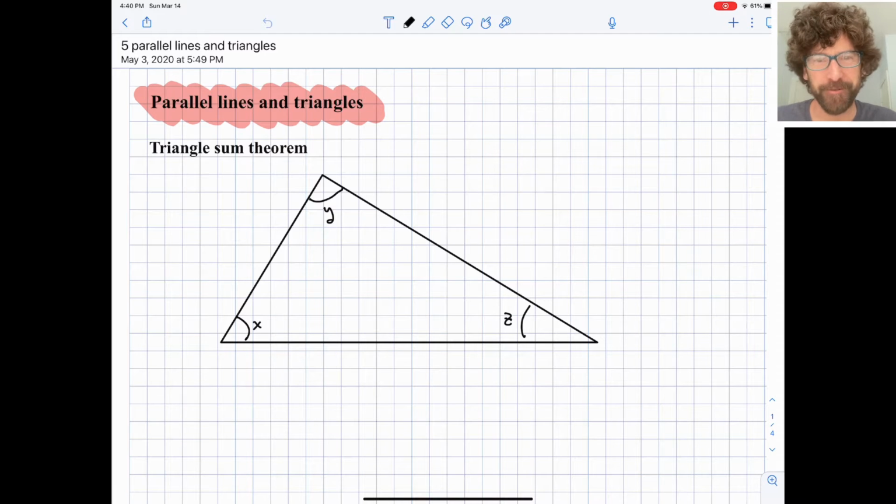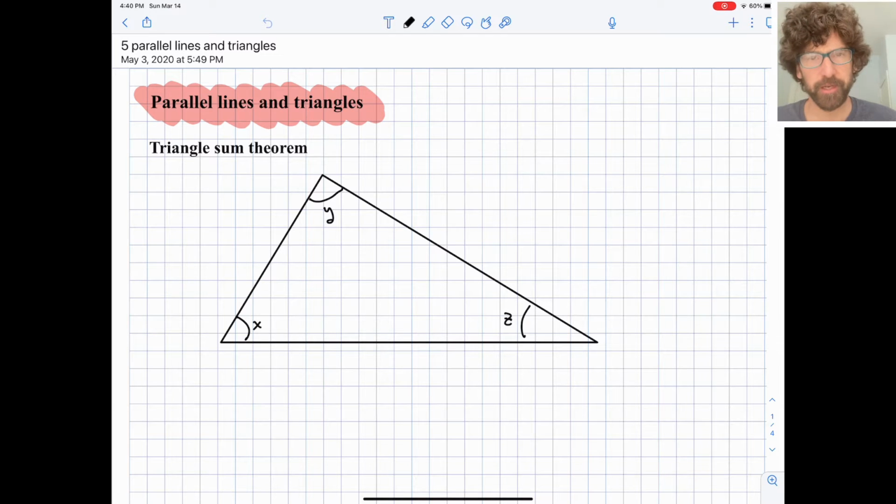All right, this is a video for our geometry class where we will be working with parallel lines and triangles, specifically working with the triangle sum theorem, but we need parallel lines to kind of get there. So we'll start with an introduction and then do a few solved examples. So many of you probably already know the sum of the angles in a triangle sum to 180 degrees.